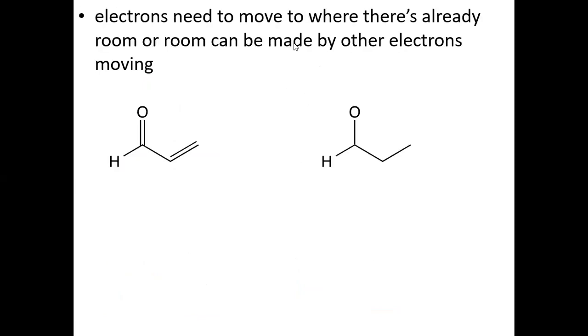Next up, electrons need to move where there's already room, or room can be made by other electrons moving. So the important thing here is that I'm going to come in here and draw the lone pairs on this oxygen right here. So what is the one rule that we have to keep in mind whenever we're doing electron pushing? Do you know what the one rule is that we always have to be aware of? It's one of the more important ones, and we have to pay attention to it.